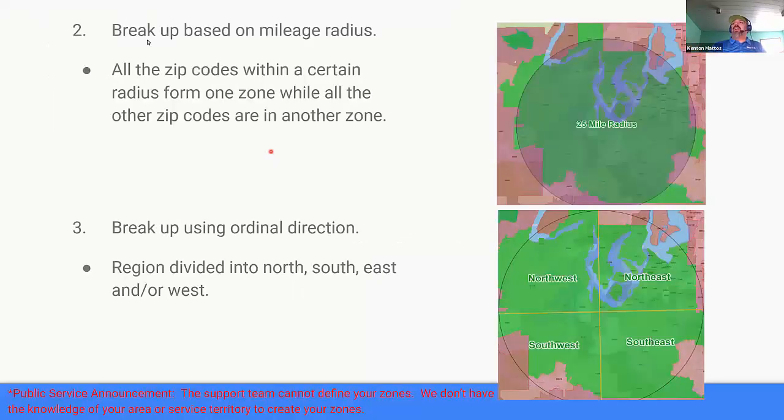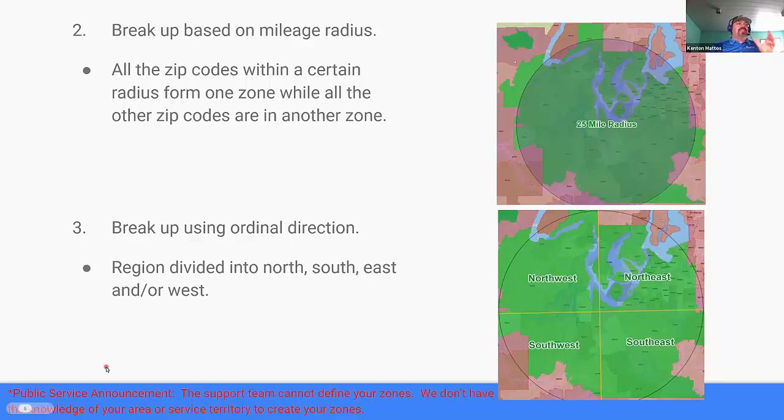We can also use a very basic breakdown of a mile radius, where we can say everything within a certain mile radius is going to be my primary zone, or my zone 1. Everything outside of that area is going to be a secondary zone. This is very helpful if you only want to occasionally work in certain areas outside of your main territory. We can also just use a basic ordinal direction method, where we break it up into the northwest region, the northeast region, the southeast region, and the southwest region.